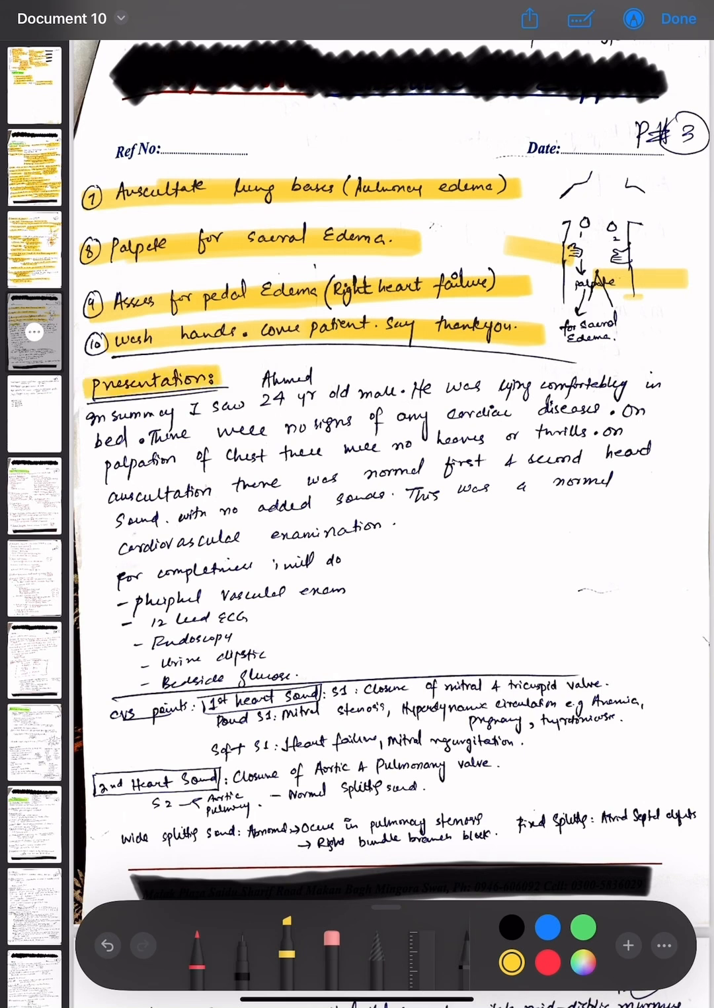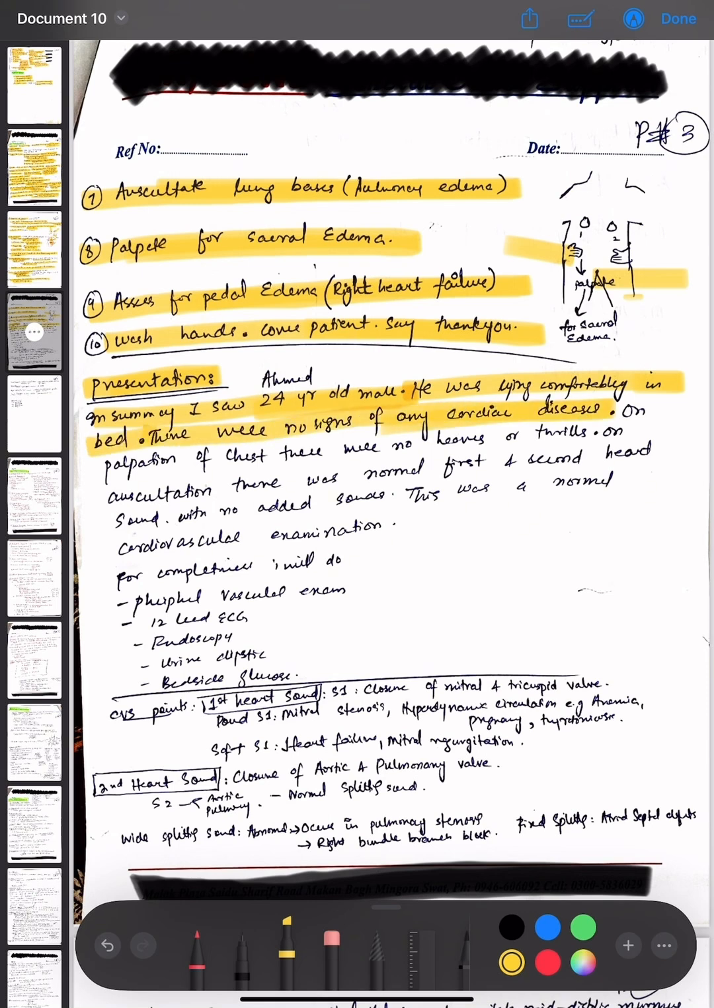In summary, I saw a 24-year-old male patient. What is the patient's age and what is his name? We have to mention them. In summary, I saw a 24-year-old male patient. He was lying comfortably in bed. There were no signs of any cardiac diseases.